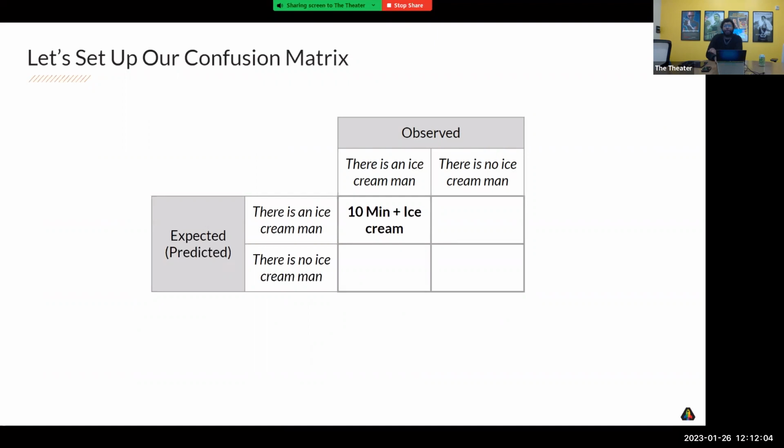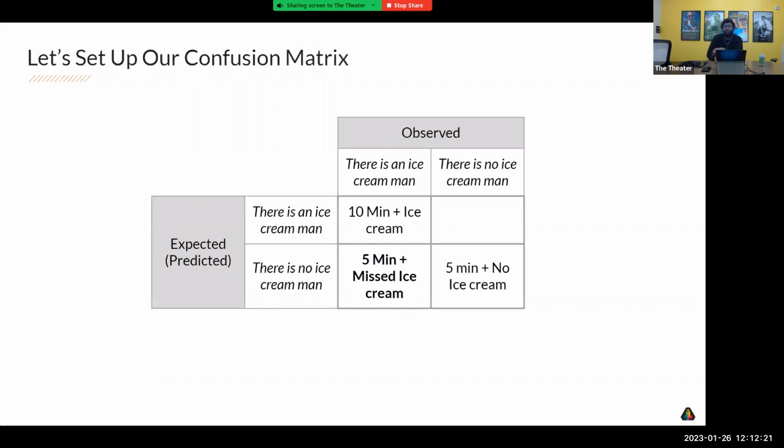If there is an ice cream man, then I'm going to take the long way to my friend's house. It takes me 10 minutes, but I get ice cream. Woohoo. If there is no ice cream man, and I think there's no ice cream man, then I'm going to take 5 minutes, but I'm not going to get any ice cream. But that's okay, because there's no ice cream to be had. These are all the positive examples, or the true examples.